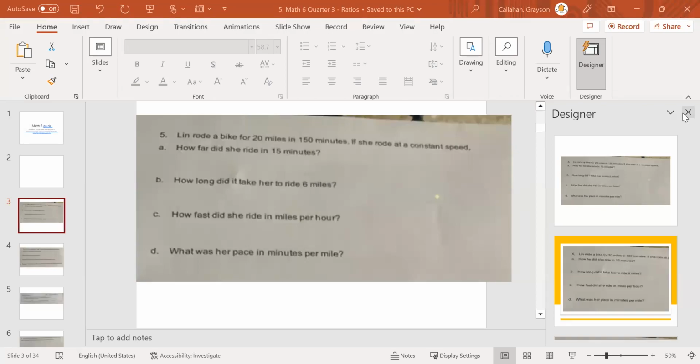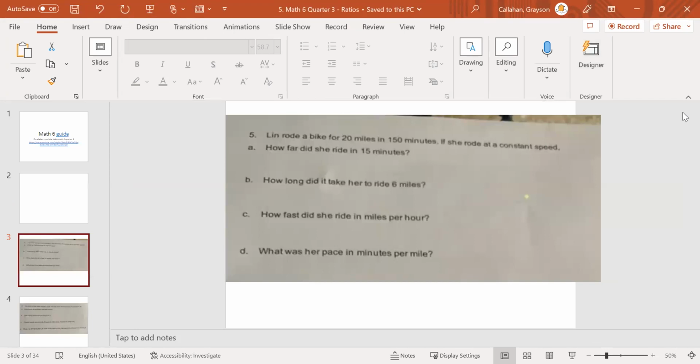Okay, so this is week 3, Monday, semester 2 for math 6. So we're gonna work the back first, Grayson. And then we'll move to the front of this, but we'll start with the back.